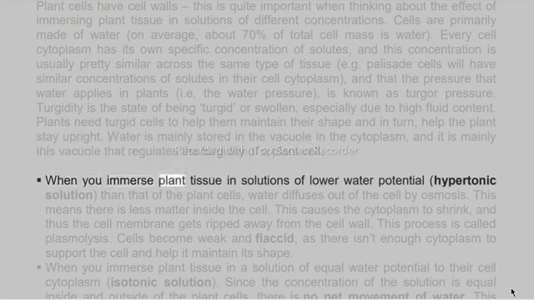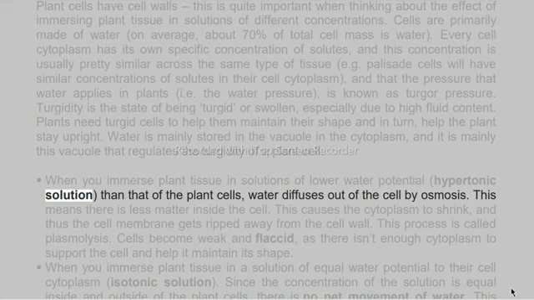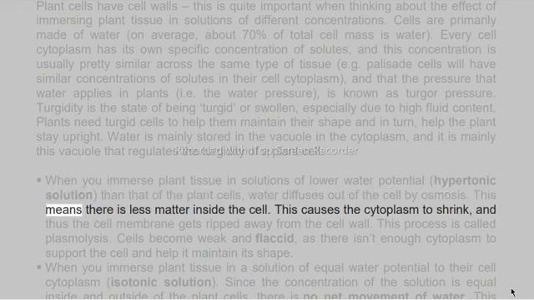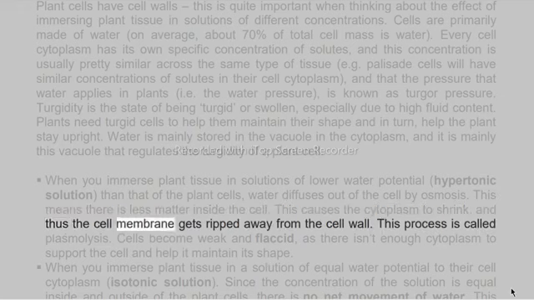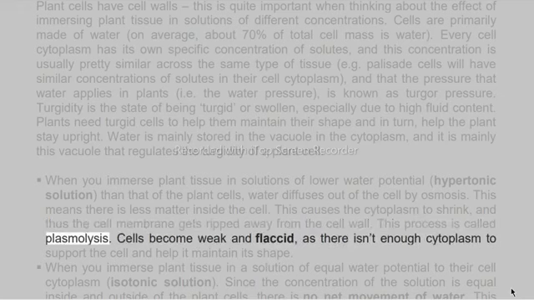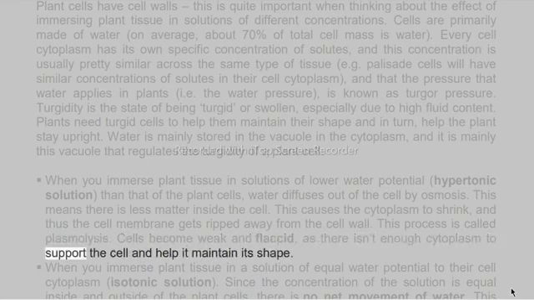When you immerse plant tissue in solutions of lower water potential, a hypertonic solution, than that of the plant cells, water diffuses out of the cell by osmosis. This means there is less matter inside the cell. This causes the cytoplasm to shrink, and thus the cell membrane gets ripped away from the cell wall. This process is called plasmolysis. Cells become weak and flaccid, as there isn't enough cytoplasm to support the cell and help it maintain its shape.